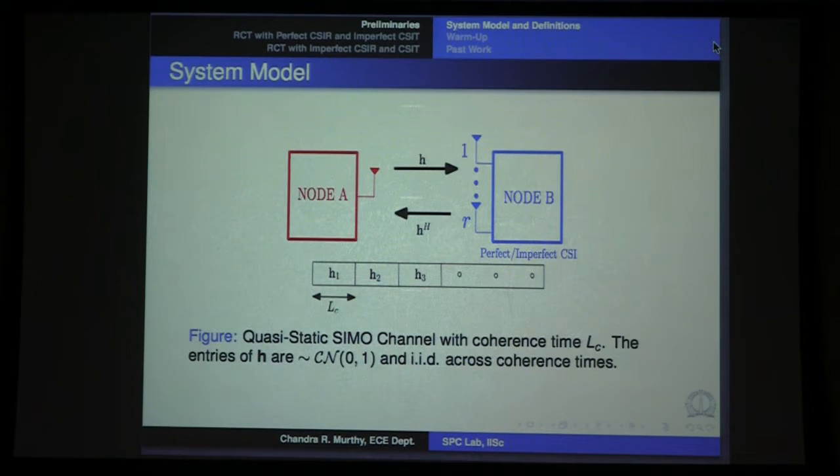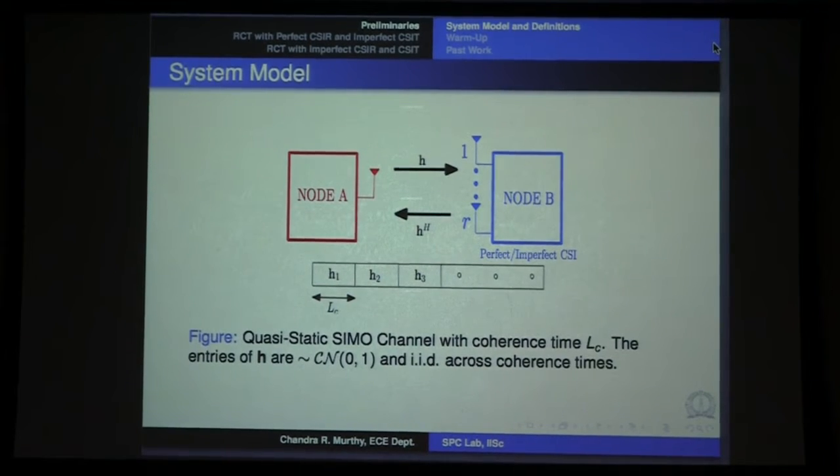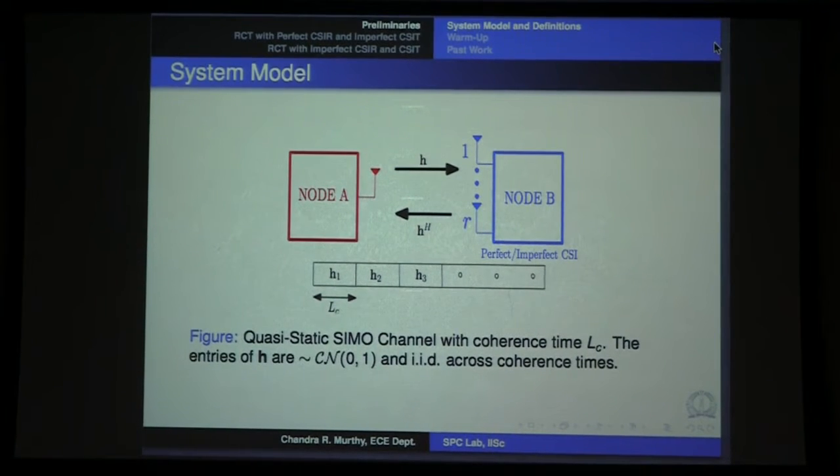We'll be considering two different cases. One case where a Genie provides perfect channel state information to node B, and the other case where the channel state information at node B also has to be estimated using some training. Please feel free to stop me at any time if you have questions.